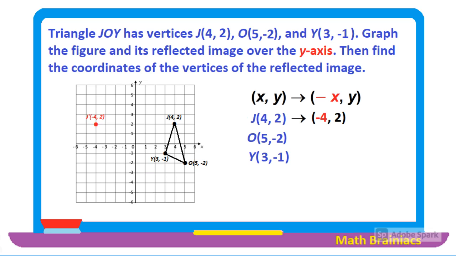Working on J prime, we're going to take the opposite of 4 and keep the 2. So, J prime will become negative 4 and 2. While on O prime, we're going to take the opposite of 5 and keep the negative 2. So, we're going to have negative 5 and negative 2. On Y prime, we're going to take the opposite of 3 and keep the negative 1. Therefore, we're going to have negative 3 and negative 1. Connecting the dots with the red line, we have formed the reflected image over the y-axis of the triangle JOY, which is the black triangle.